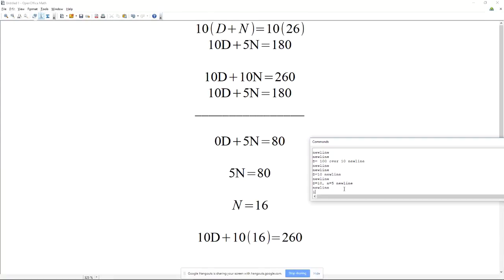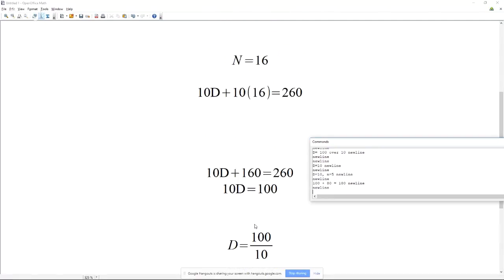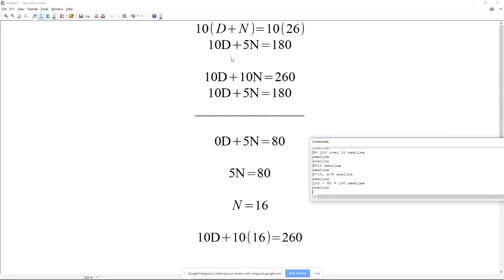So 10D. We're just going to type it out. So 100 plus 25. No, that's not right. Let's see here. 100 plus 80. No, because N equals 5 is what we got? Oh, N equals 16. You're right. Okay, so we got 100 plus 80 equals 180. There we go. Very good. And so, boom. This right here validates this.